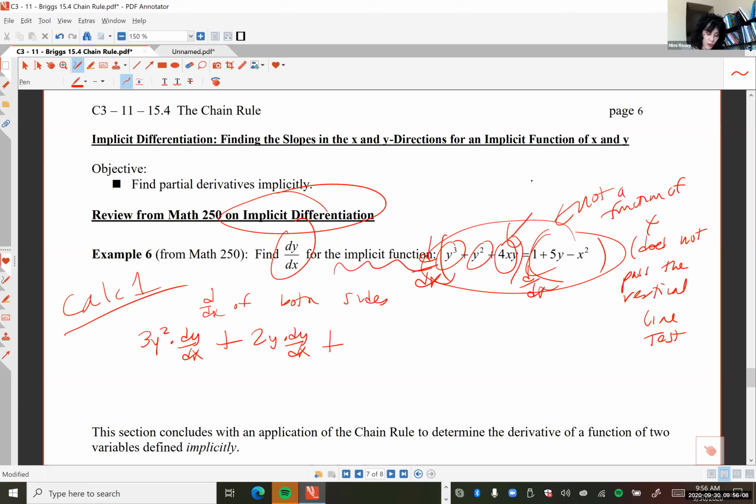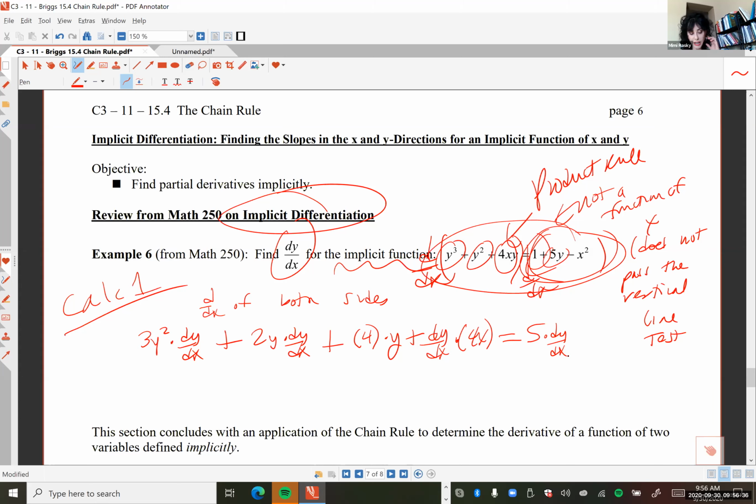Plus, the 4xy, if you recall, needs the product rule. So you first take the derivative of 4x with respect to x, which is just 4, times y, plus the derivative of y with respect to x, but that's dy/dx, times the other factor, which is 4x. And that has to equal the derivative of the right-hand side with respect to x. Well, the derivative of 1 is 0. The derivative of 5y is 5 times, using that chain rule, dy/dx, minus the derivative of x squared with respect to x, which is 2x.